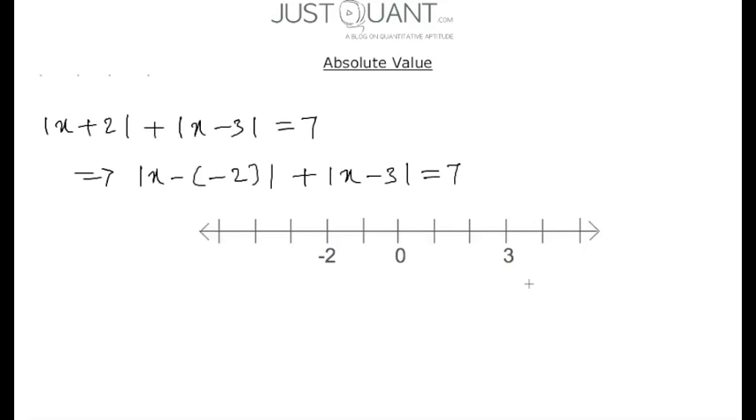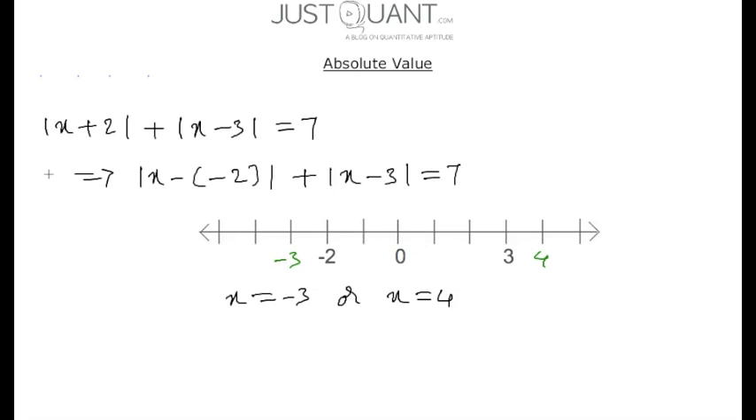now looking for that value of x whose sum of the distance from minus 2 and 3 equals 7 gives us x = 4, right? Because 4 is at a distance of 1 unit from 3 and 6 units from minus 2. Its total distance from 3 and minus 2 being 7 units. Similarly, we have minus 3 to be the other value. Hence, x = -3 or x = 4 form the values of this particular equation, right?